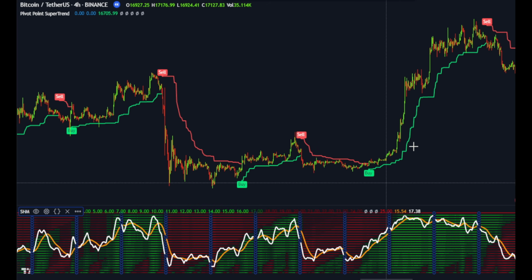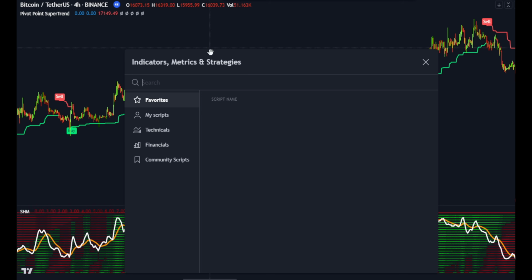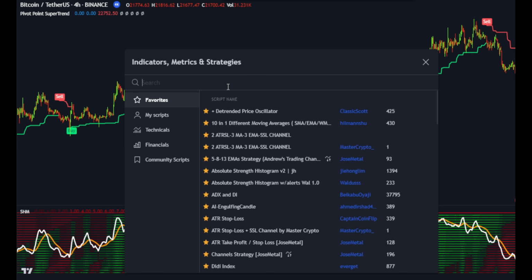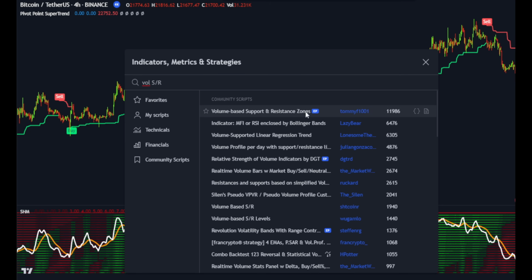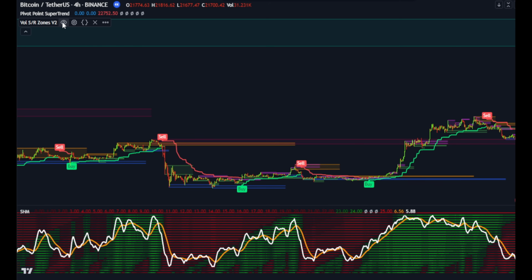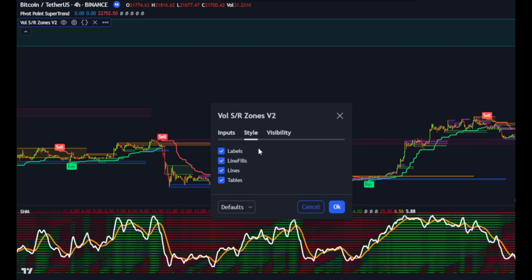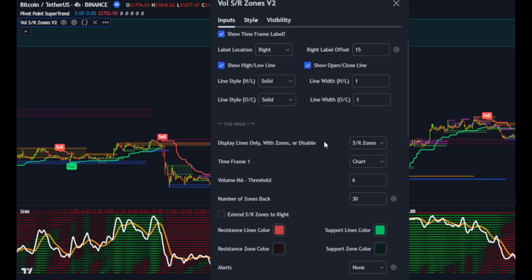Now we are going to add the following indicator that will show us where we should consider the take profit. We are looking for volume-based support resistance zones created by TOMMYF 1001. And we are going to modify its inputs. Here we have time frame 1. It will give us the support and resistance of the current chart that we are using.